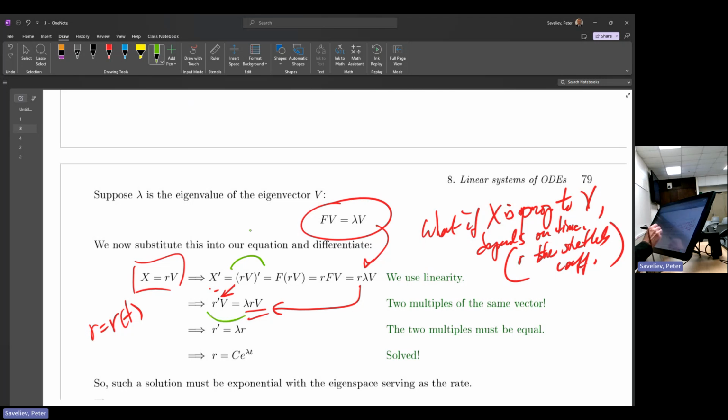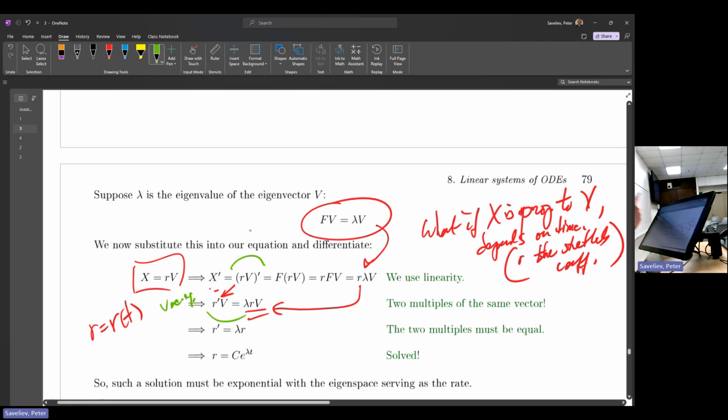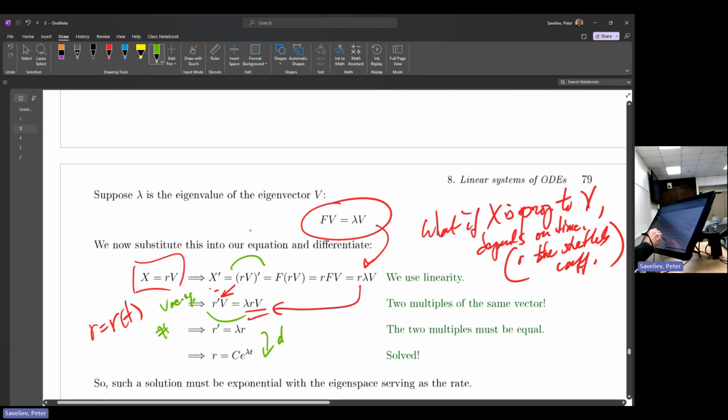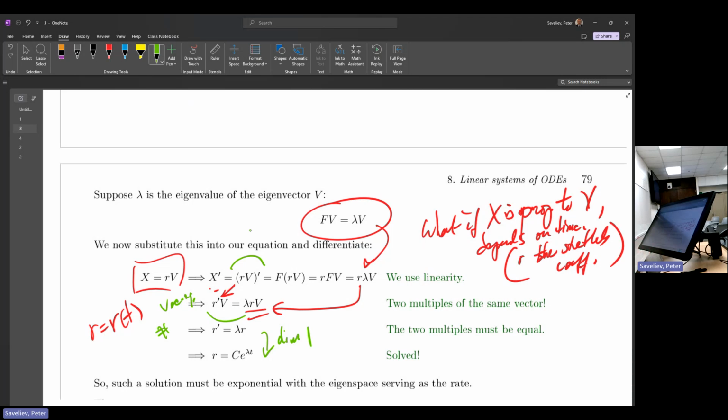So this is a vector equation, right? But because we have the same vector v on the left and on the right, we can cancel it out. Okay, so we end up with a numerical equation in the next line: R prime is equal to lambda R, and so it's solvable. So that's a dimension 1 case, and the equation is solvable. R prime is equal to lambda R. That's the typical linear equation, right? So the answer is exponential, and lambda that used to be a coefficient becomes the exponent.